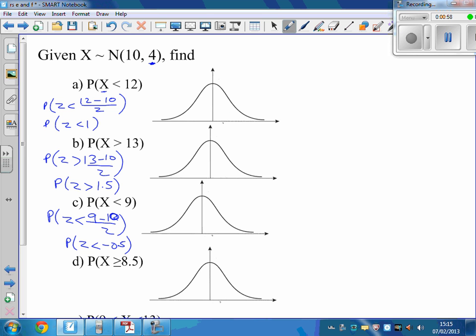Lower than 1, where is 1? 1's here. Lower than 1 is this bit here. So I'm sticking 1 straight into my calculator, looking up the value of 1 and getting 0.841.